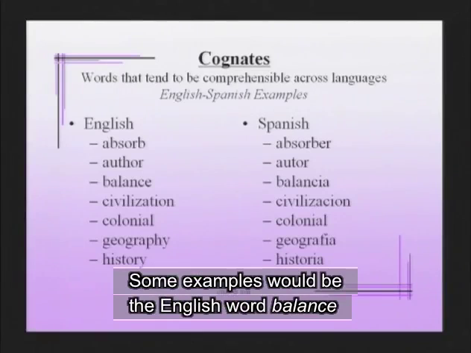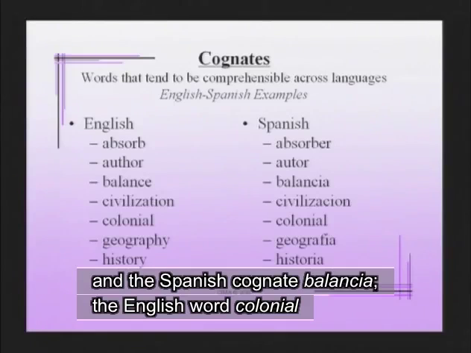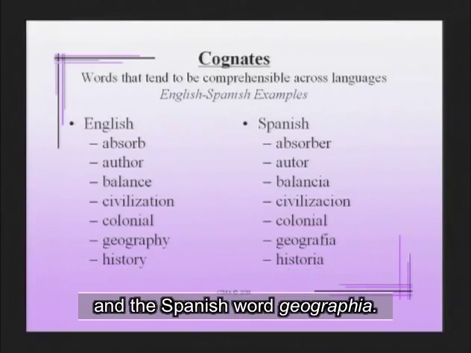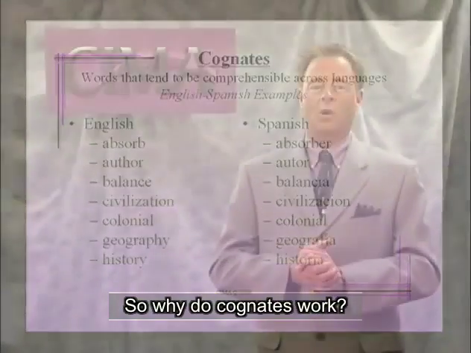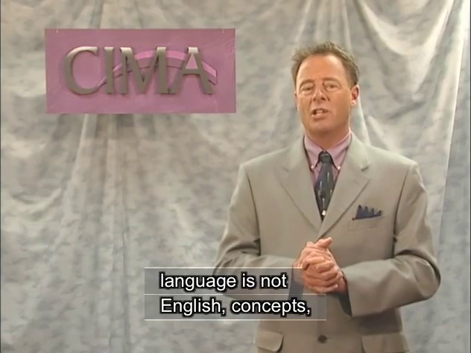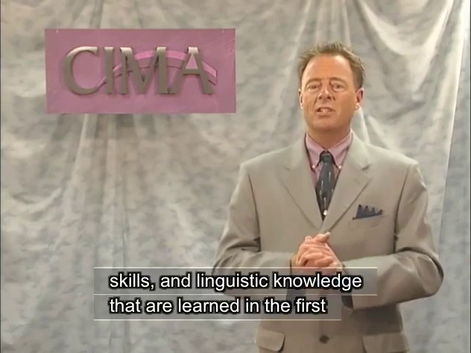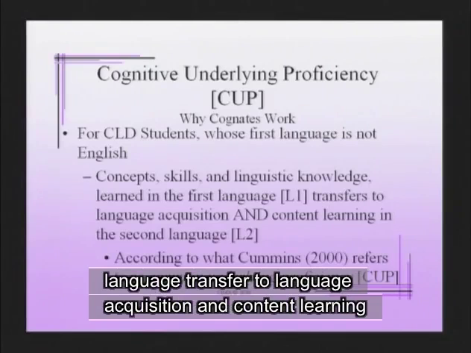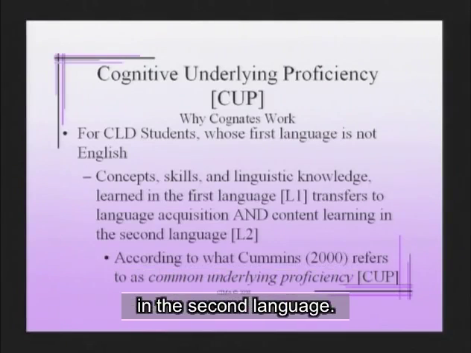Some examples would be the English word balance and the Spanish cognate balancia, the English word colonial and the Spanish cognate colonial, the English word geography and the Spanish word geografía. So why do cognates work? Well, for CLD students, especially those whose first language is not English, concepts, skills, and linguistic knowledge that are learned in the first language transfer to language acquisition and content learning in the second language.